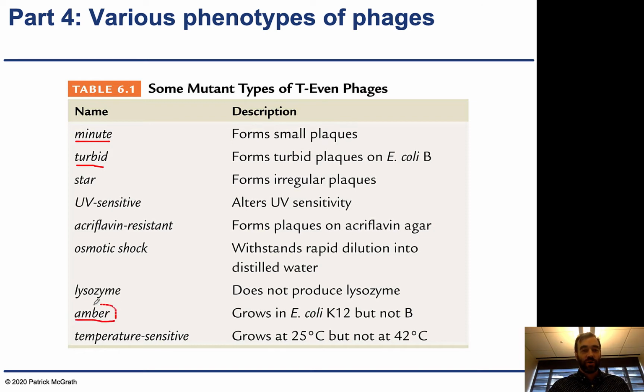This is a cool little mutant, the so-called amber mutant, and this just determines which strains of E. coli it's able to infect. These are both E. coli species. These are bacteria. K12 and B will have genetic differences between them, and so they're different strains. They have different phenotypes, and somehow this leads to a difference in the ability of the phage to infect both of these E. coli cells.